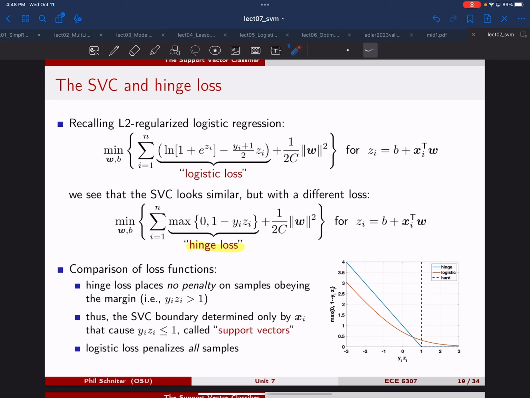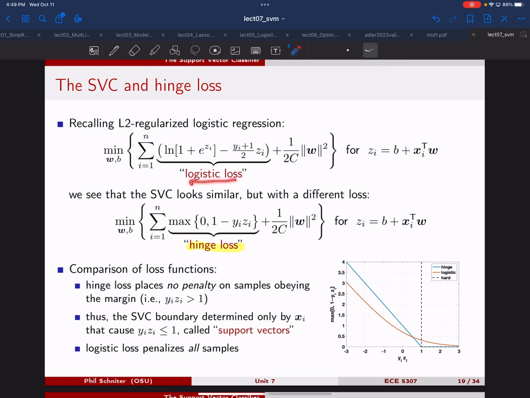Okay, so this gives us intuition because it clarifies the difference between what we were doing before and what we're doing now. We essentially just changed this nice smooth curve to this simpler linear one. And the key interpretation is what's happening here. This hinge loss places no penalty on any samples for which yizi is greater than 1. For any samples over there, the hinge loss says, I don't care. I'm not going to use that in my design at all.